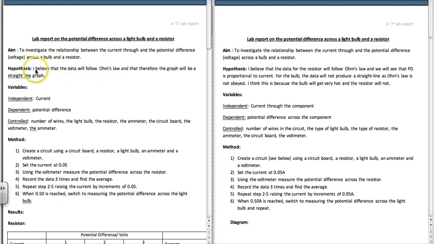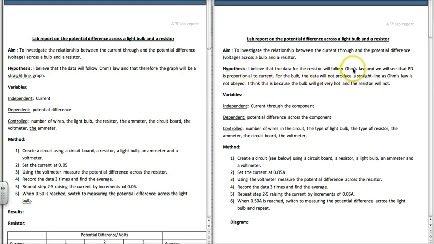In the basic hypothesis, I believe the data will follow Ohm's law and that therefore the graph will be a straight line graph. So this one's a little bit lacking. There's no mention of whether the writer is talking about the bulb or the resistor in this case. So we want to highlight that and be a little bit more specific.